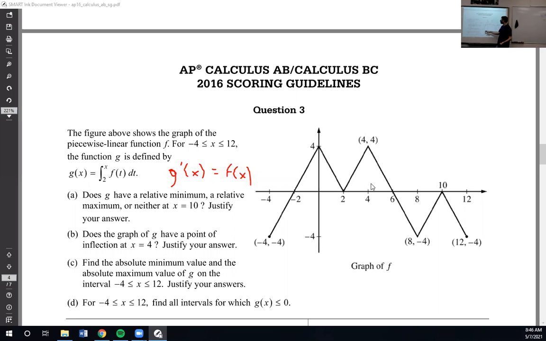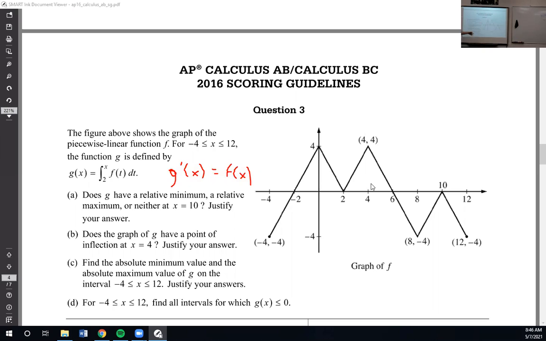When it talks about whether g has a relative minimum or relative maximum, you should be talking about the graph of f, but you should also connect it to g so that they know you understand why, if we're answering questions about g, we can talk about f. Well, we can talk about f because f is the derivative of g. So you need to say that somewhere in these explanations.